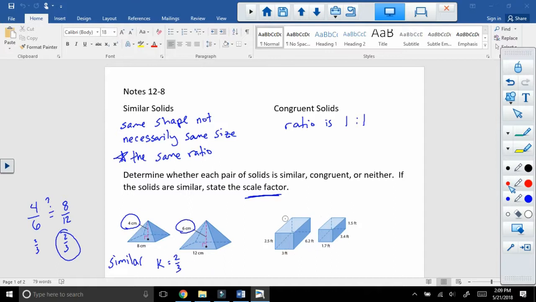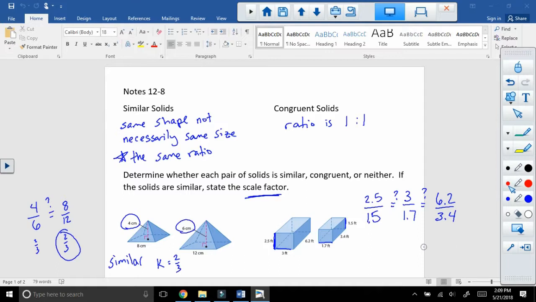For this next one, because they have all 3 dimensions here, you need to make sure you're checking all 3. We want to see, is 2.5, that corresponds to 1.5, the same thing as 3 to 1.7? And is that the same thing as 6.2 to 3.4? So you could do some complex cross multiplying.